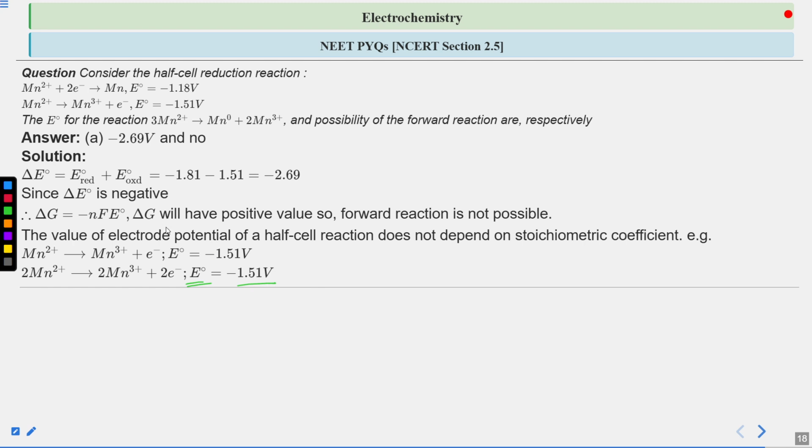So del G is going to have a positive value here due to the negative value of E naught, and the forward reaction is not possible. Del G has to be negative for the forward reaction. So the correct answer is option A, that is minus 2.69 volt, and the forward reaction answer is no.